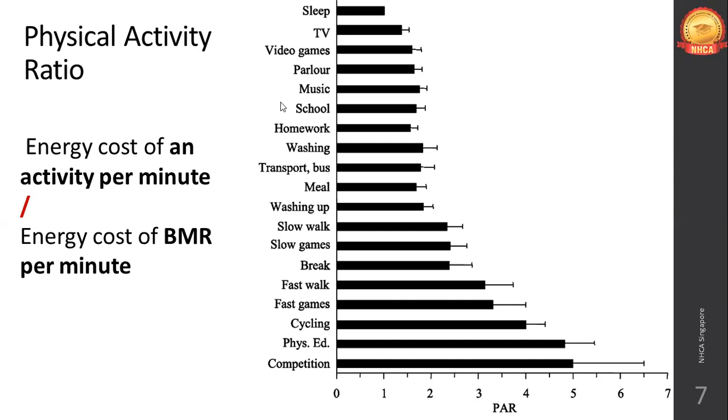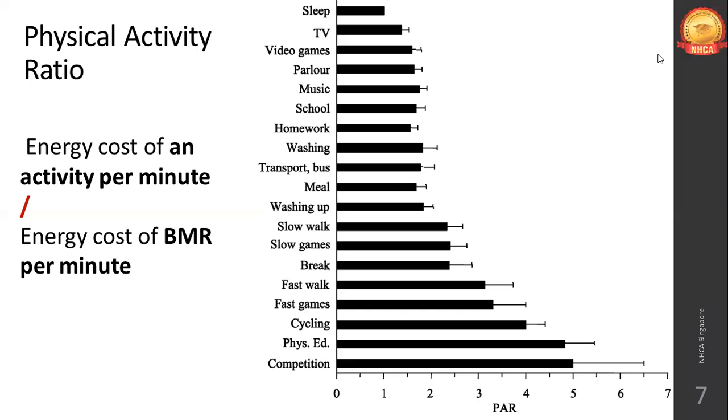Numerator is pick any of this activity. Okay, let's say washing. Pick any, washing is one activity. So when you wash something for 1 minute, how much energy are you going to burn? That you will put in the numerator and divide by energy cost of BMR of that particular person per minute. Okay, this is the physical activity ratio. It is not used in general practice, just for your understanding, just to give you the meaning of what this ratio is. Okay, just to give you an understanding, we are explaining it here.